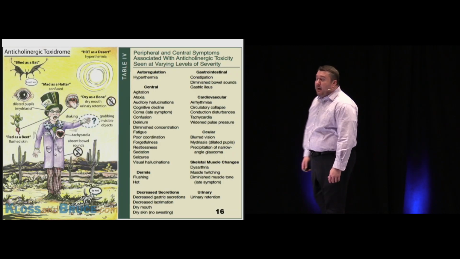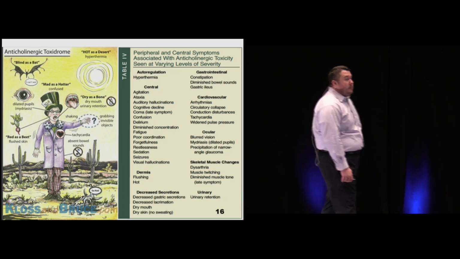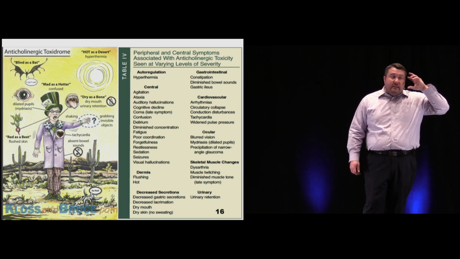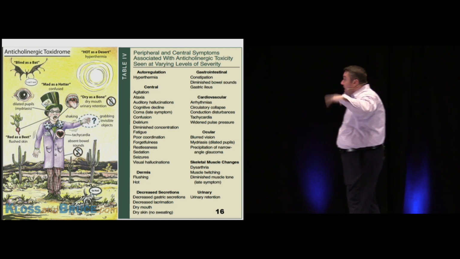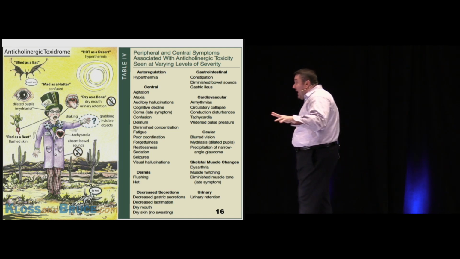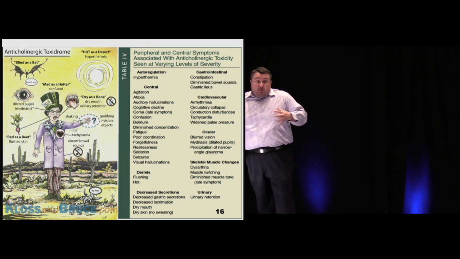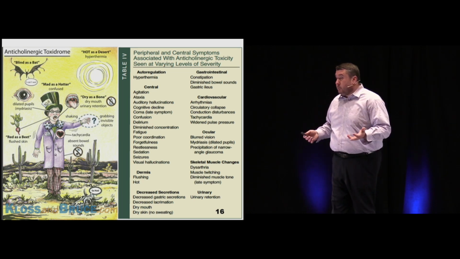The mad as a hatter, hotter than Hades, sick like a seizure, blind as a bat, those are your anticholinergic effects. Anticholinergics get that significant mydriasis, so they can't see. They start seizing, they get hyperthermic, they get psychotic, they get crazy. They dry up all their secretions, they have no spit, they can't pee, they can't poop. That's anticholinergic effects.